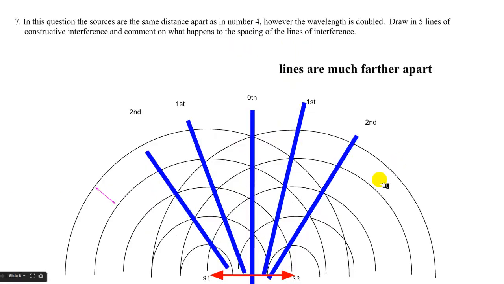Now let's say we keep the distance between the sources the same, but increase the wavelengths. In this situation, we also have a situation where the lines are much further apart. And that's it.